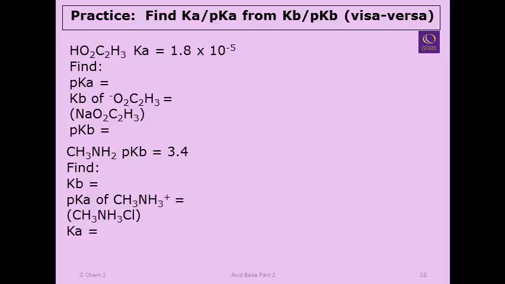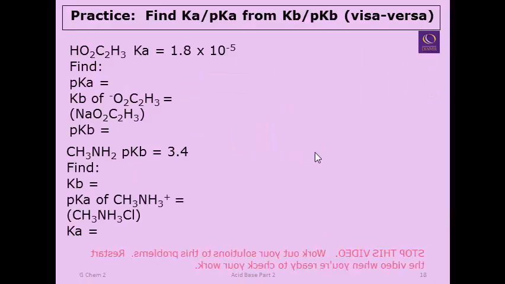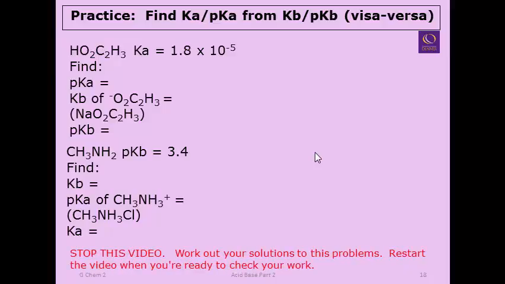So once again, I'm going to remind you that relationship is right here. Okay, you can either multiply Ka times Kb and get the Kw of water, or you can add them together and get the pK of water. Stop your video, try and see if you can solve these, and when you're done, we'll restart the video and check your solutions. So how'd you do?